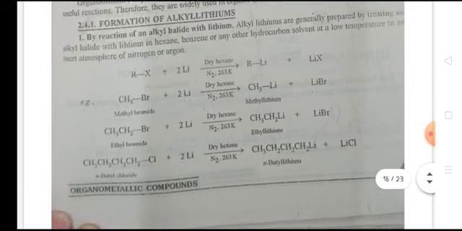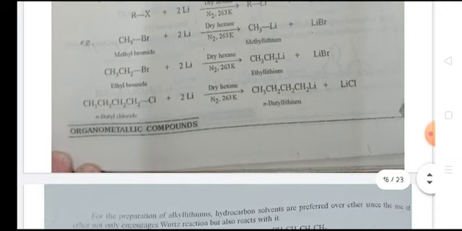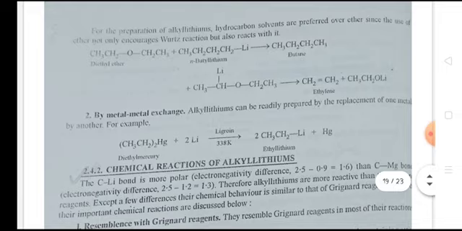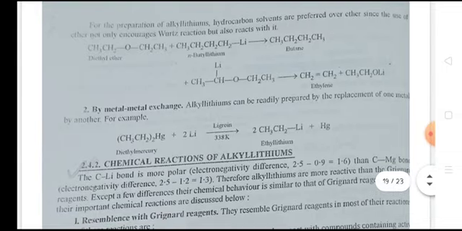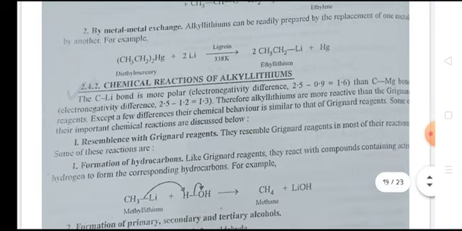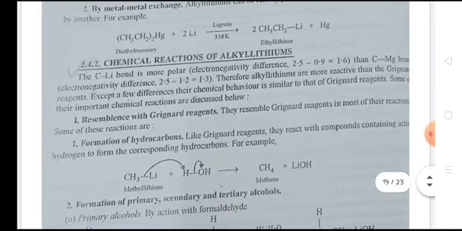Alkyl lithiums are generally prepared by treating an alkyl halide with lithium in hexane, benzene, or any other hydrocarbon solvent at a low temperature in an inert atmosphere of nitrogen or argon. For the preparation of alkyl lithiums, hydrocarbon solvents are preferred over ether, since the use of ether not only increases the Wurtz reaction but also reacts with it. By metal-metal exchange, alkyl lithiums can be readily prepared by the displacement of one metal by another.